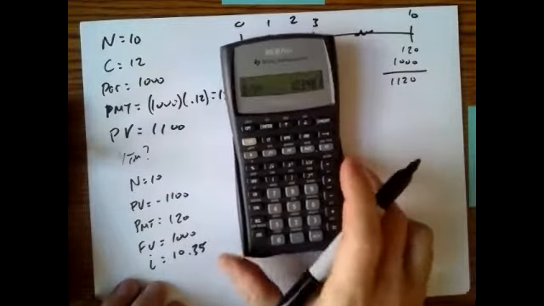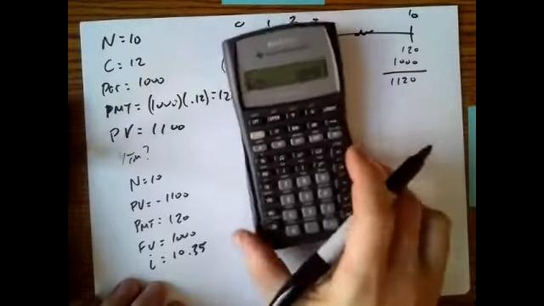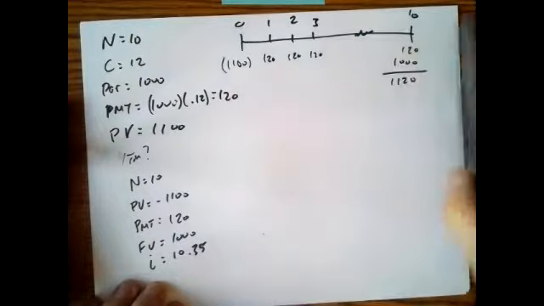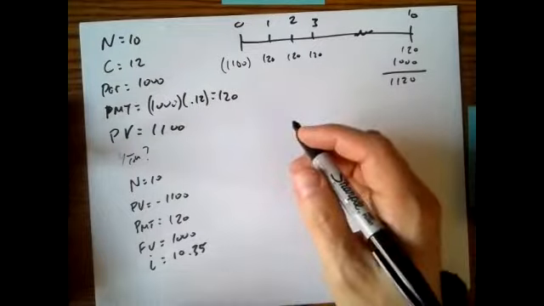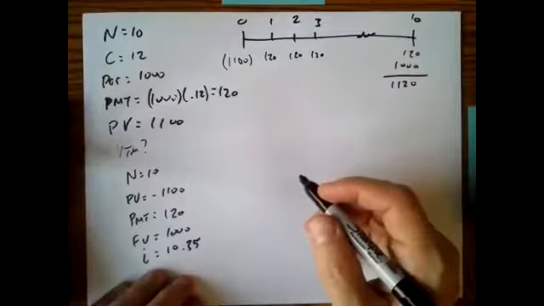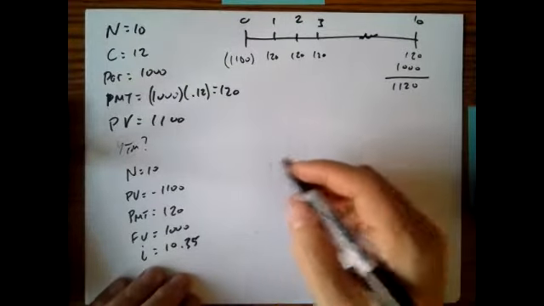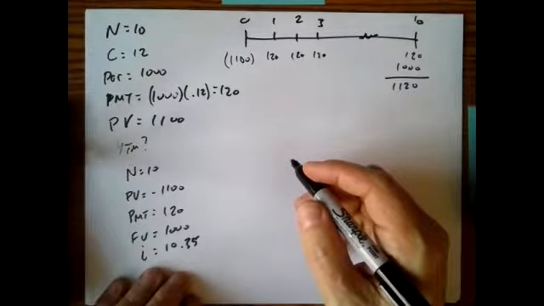For students in my class, this 10.35 is fine. Rounding to the nearest hundredths is fine. If you're not in my class, your professor may have a different preference, so you'll have to work with her or him about that. So that's the answer to part A.